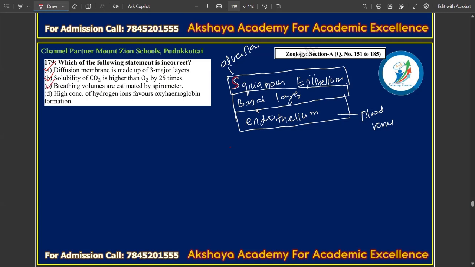High concentration of hydrogen ion, that means acidic condition, favors oxyhemoglobin formation. It's not favoring oxyhemoglobin formation. I already showed you, right? CADET. Here A is for acidic. So if there's an increase in acid, there will be dissociation between the oxygen and the hemoglobin. It will not cause the formation. So this is a wrong statement, and you need to find the incorrect statement. So here your option will be answer D.